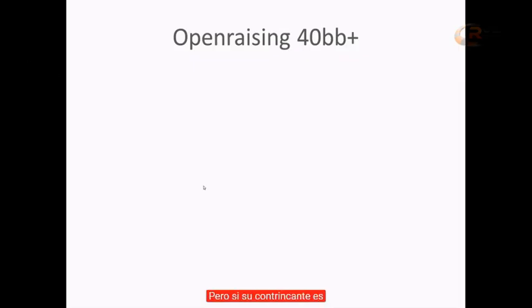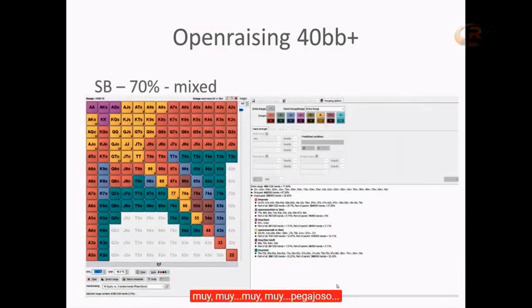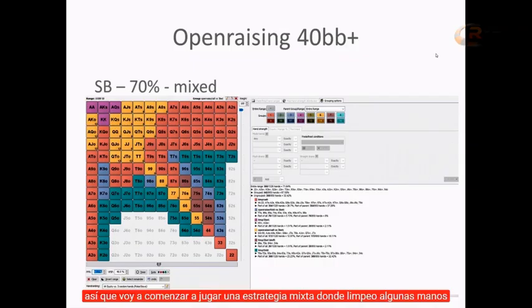But if your opponent is very sticky and pretty good, I'd rather play a mixed strategy, because otherwise I cannot really raise that many hands from the small blind anyway. He's good. He's floating me in the right frequencies. He's bluffing a lot. I'm going to realize my equity less. So I start playing a mixed strategy where I limp hands and I'm also raising hands.